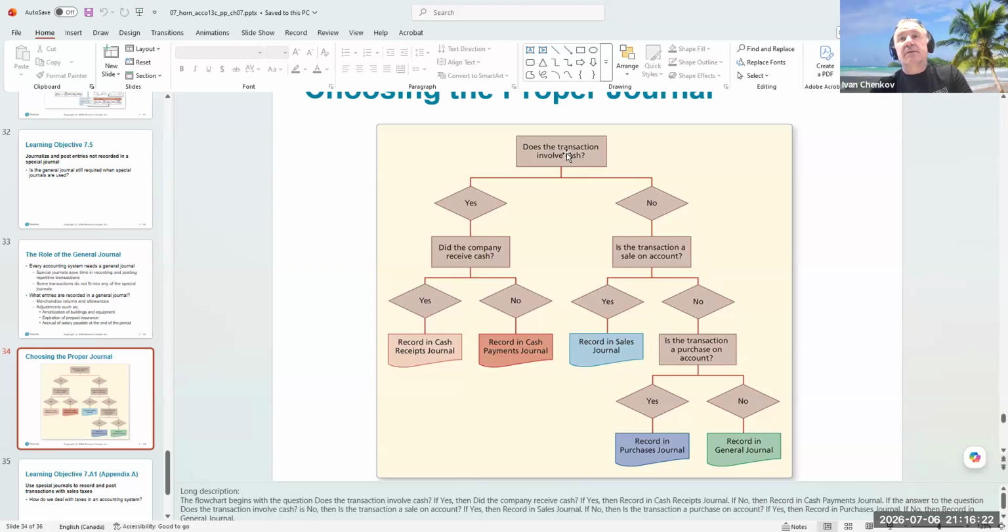Again, start with, does it involve cash? Yes. Okay, what cash? Coming in, coming out. If it's coming in, cash receipt. If it's going out, payment. If it's not involving cash, then we have to find out, is it sales or is it purchase? If it's sales on account, sales journal. If it's purchase on account, purchase journal. If it's something else, general journal.